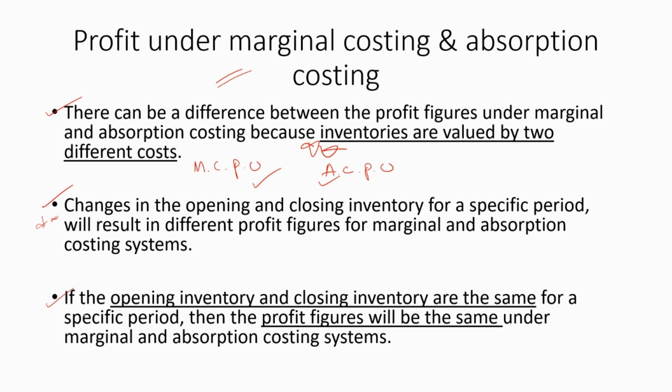If the opening inventory and closing inventory are the same for a specific period, then the profit figures will be the same under marginal and absorption costing systems. This is also important. If the opening and the closing inventory for the same period are the same, the profit figures will be the same. This means in this situation we do not have to reconcile the profits between marginal costing and absorption costing because the profit figures are the same.